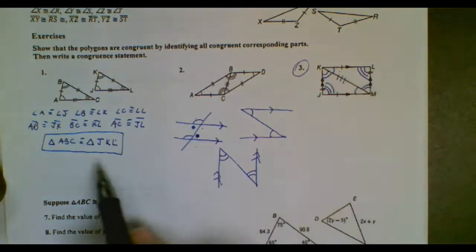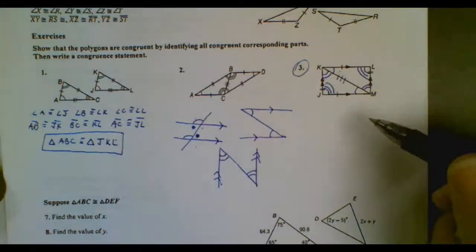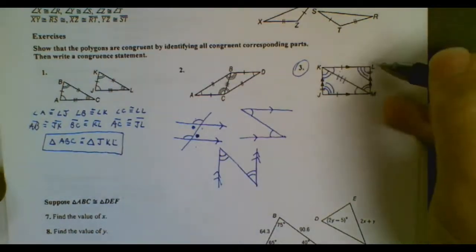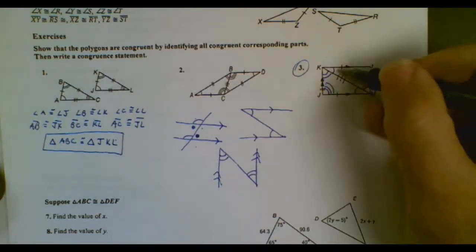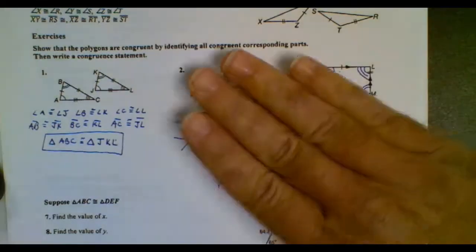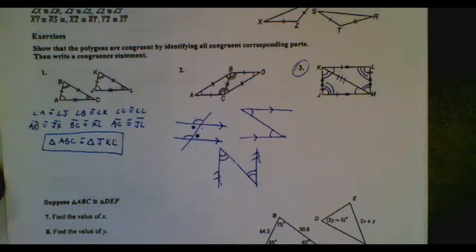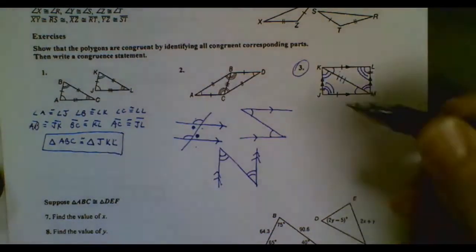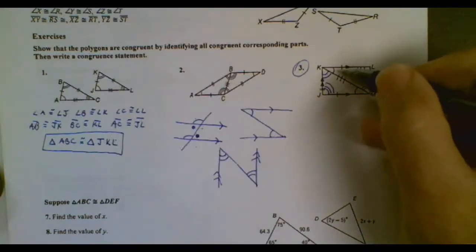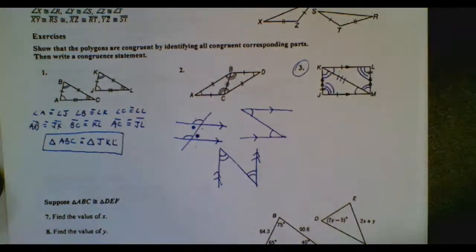So I'm just going to start by writing my congruence statement, by looking at my markings. So I can see that angle LKM, so in this triangle, I got 3 letters, right? LKM. So I want to put those 3 letters in the same order as those 3 letters. So I can see that angle K from the top triangle goes with angle M from the bottom triangle.